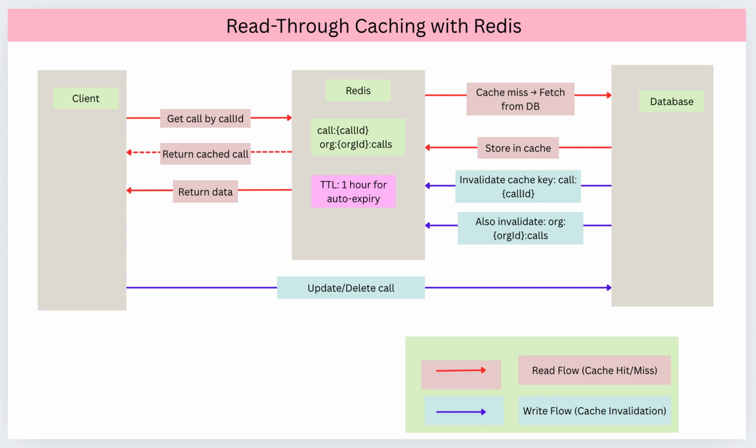Finally, we add TTL, time to live, to every cache entry. TTL automatically expires cache entries after a set time, say 1 hour. That way, even if we forget to invalidate something, Redis will eventually remove it, protecting us from serving stale data long term.